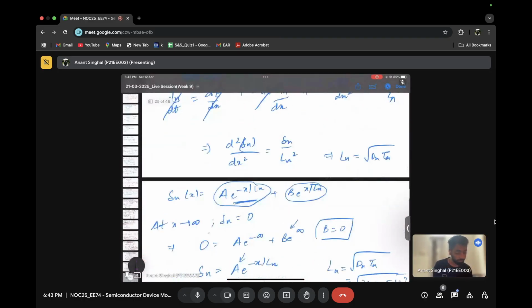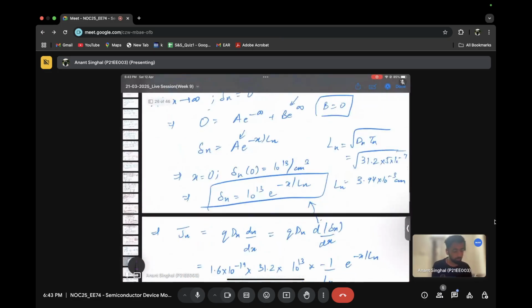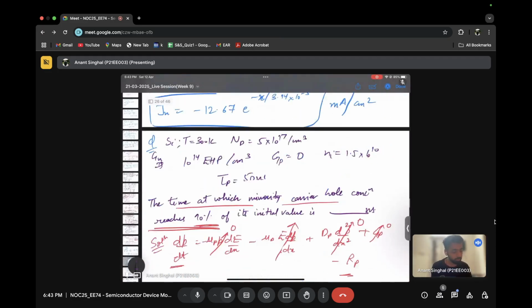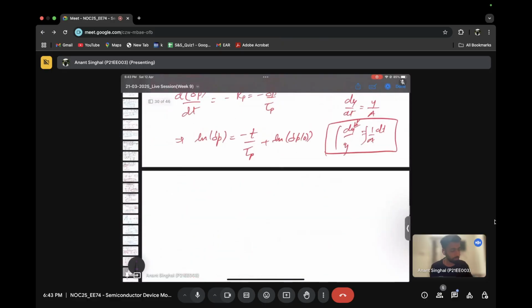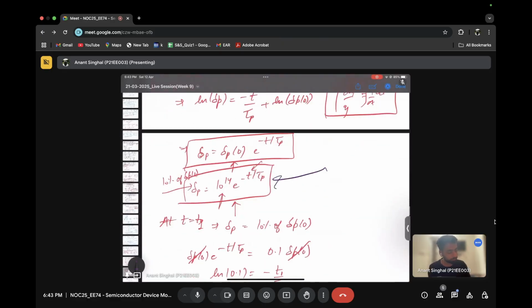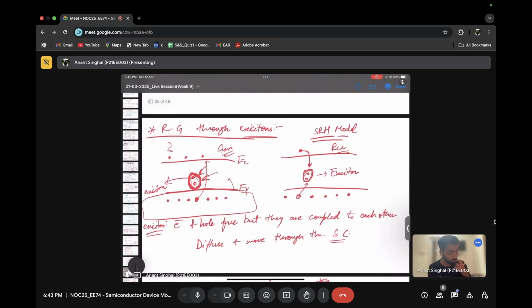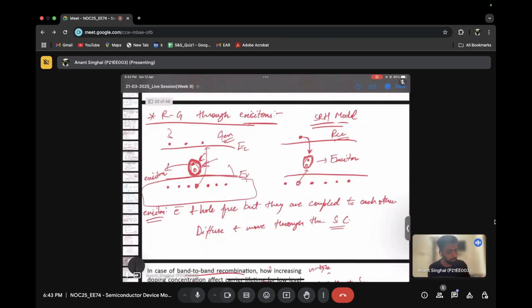So yeah, we did problems for the same. For the first case, we did a problem. For the second case also, I guess we did some problem. And then we did some more of the recombination through exciton. So this is the SRH model.